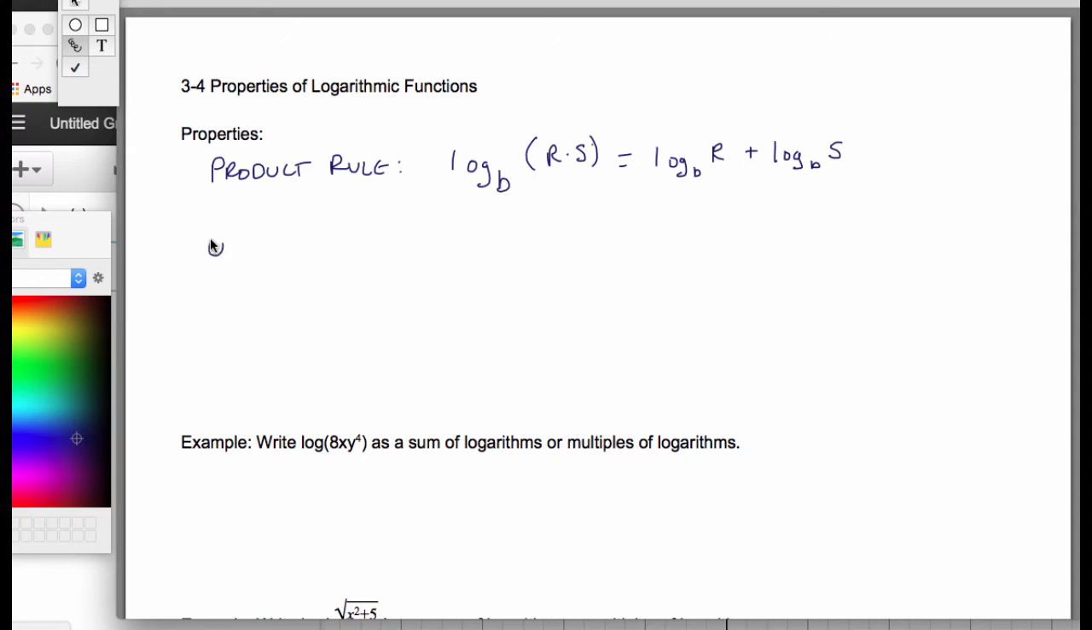Second rule, quotient rule. With the quotient rule, we're dealing with something that's taking the log of base b of a quotient, so r over s. Now when we do this, it's important to remember that could also be natural log because the base could be e. And what I can do is I can split this into a log of base b of r minus the log of base b of s. Third one, power rule.